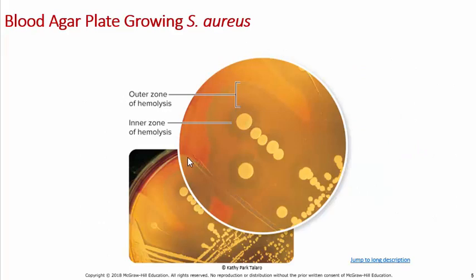Here, again, you can see the outer zone of hemolysis. It is completely clear. You can't really tell that from this picture, but you can see the blood in some areas, and then you can see the lack of blood in other areas. And it's kind of a golden color. So the aureus, this part here, is from the Greek, which means gold. And that's where we get the symbol AU for gold. And so this is the golden staph.